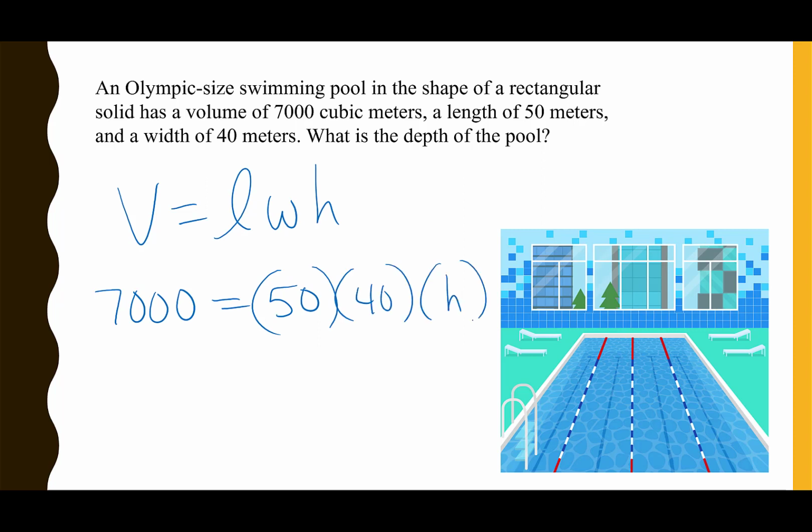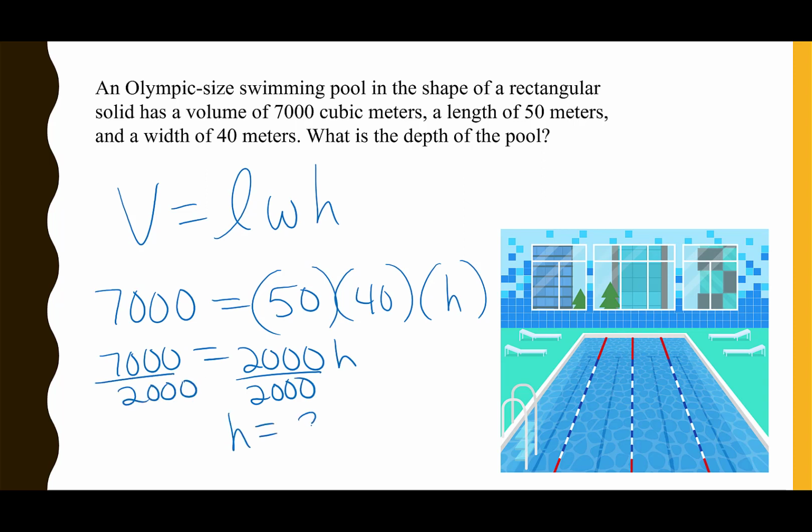The first thing I need you to do is multiply 50 times 40. So now this is 7,000 equals 2,000H. Divide both sides by 2,000, and the missing dimension is 3.5 meters.